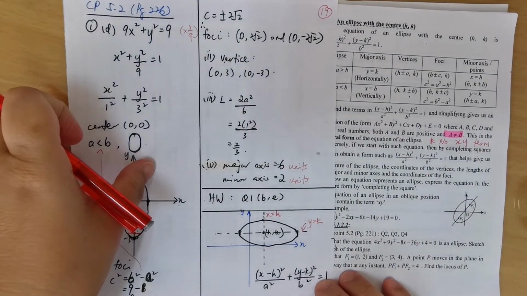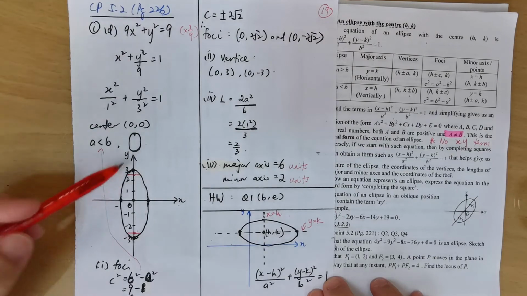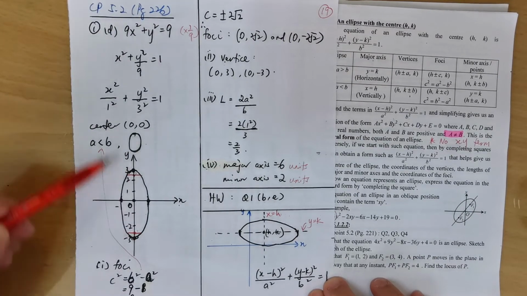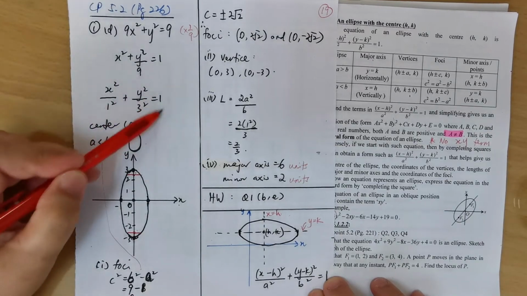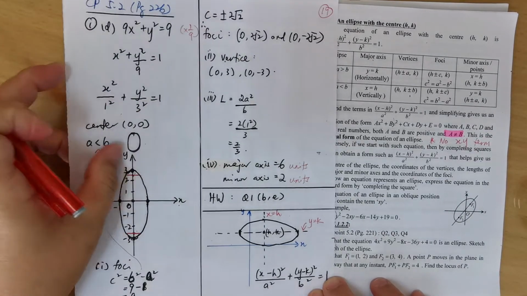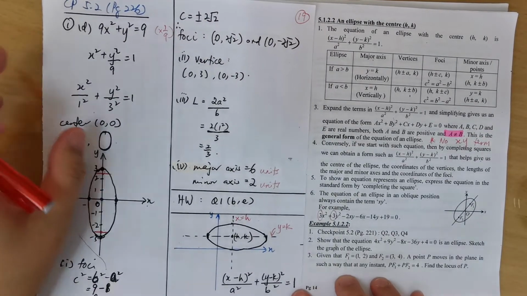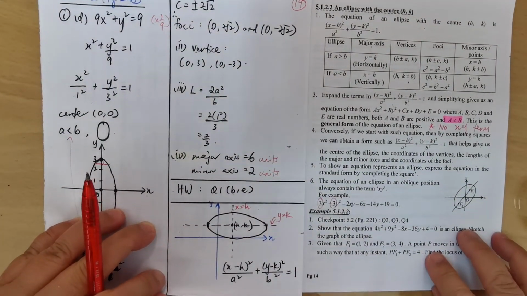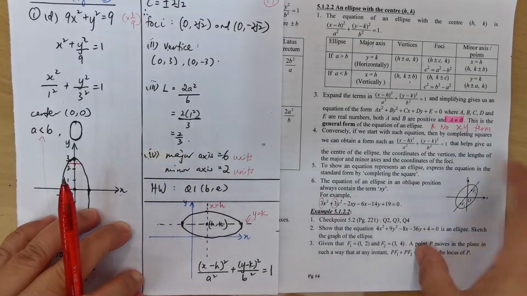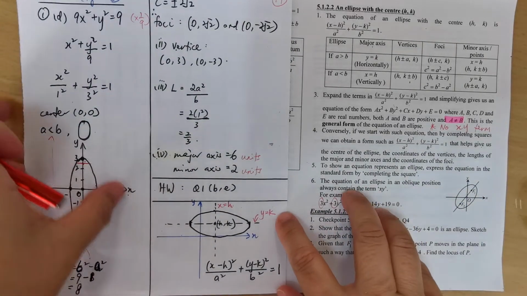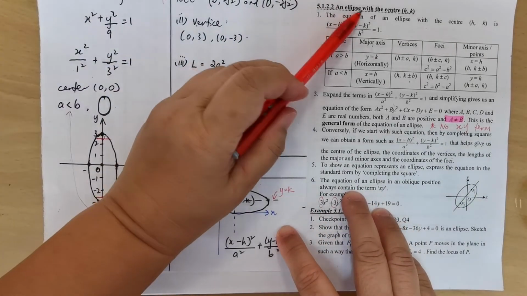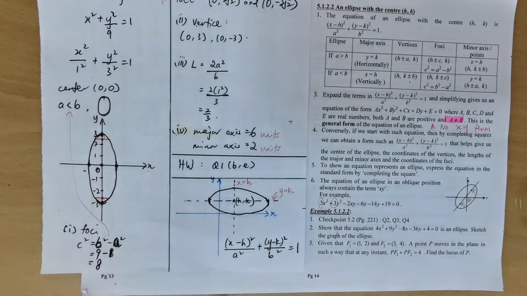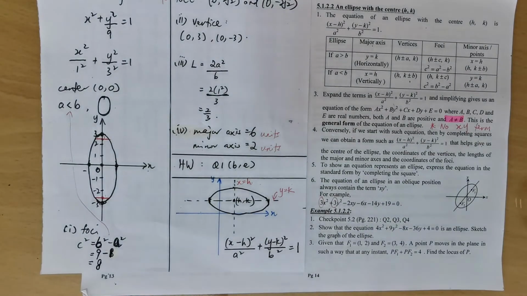Alright. Then next, just now we were looking at the ellipse with center at the origin. When the center is at the origin, the standard form will be in this way. Now we are going to see 5.1.22, this one. Can you see it? Okay, 5.1.22, an ellipse with the center (h, k). (h, k) means it's not the origin.